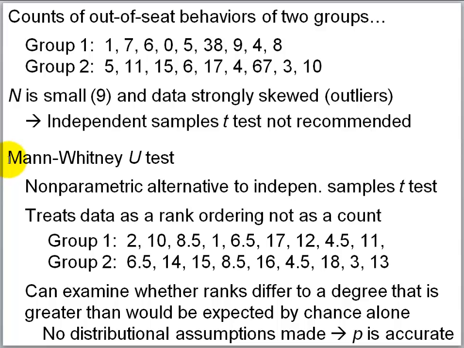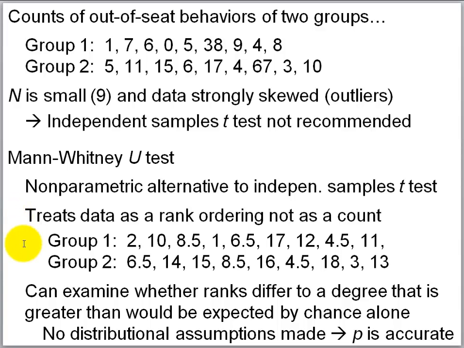Well, a test we have not yet studied is the Mann-Whitney U-test. And the Mann-Whitney U-test is a non-parametric test. It is an excellent alternative to the independent samples t-test in situations where the independent samples t-test should not be used. Now, the Mann-Whitney U-test treats data as a rank ordering rather than as a count.